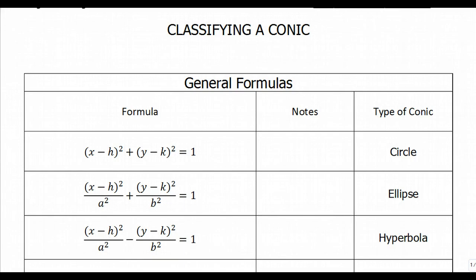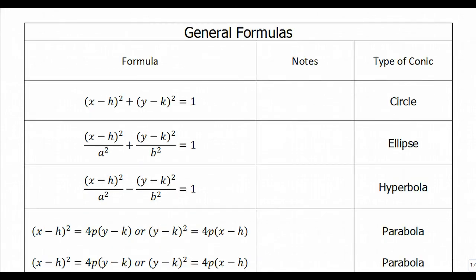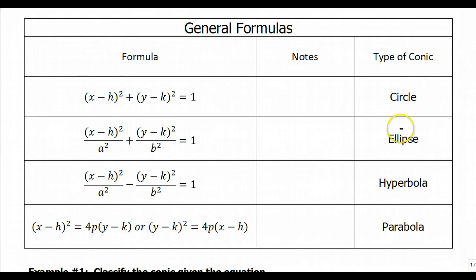Hi everybody, today we will be classifying conics. So we have four types of conic sections that we have looked at. We've looked at circles, ellipses, hyperbolas, and parabolas, and they each have their very own unique equation.